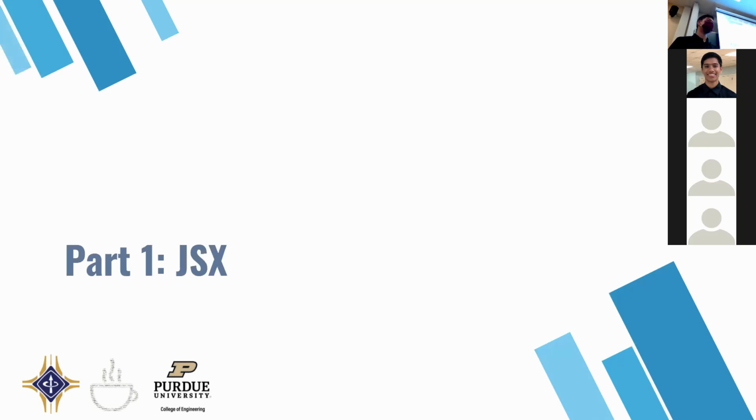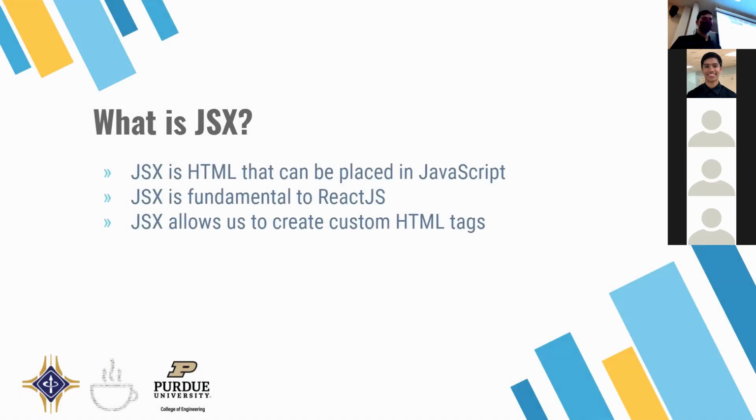All right, part 1. What is JSX? JSX is fundamentally the basis of what we do in React. And all it really is is putting HTML within JavaScript. It allows us to create customizable and flexible HTML tags and forms the foundation for React.